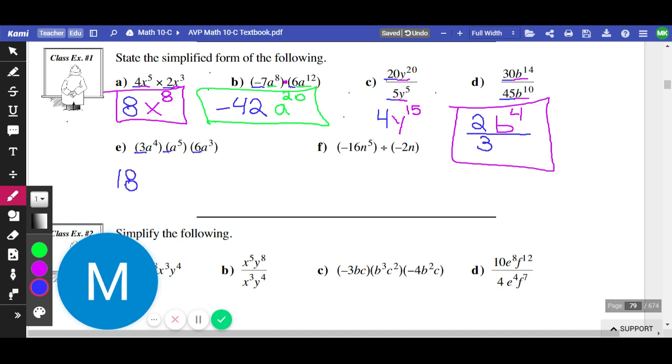I then can do all the letters together. So I have a to the 4, a to the 5, a to the 3. It's all multiplication, so I'm adding all the exponents up. 4 plus 5 plus 3 is 12. That would be my answer.